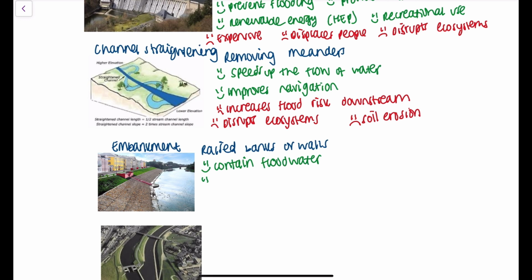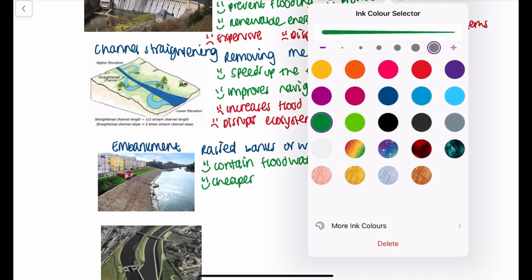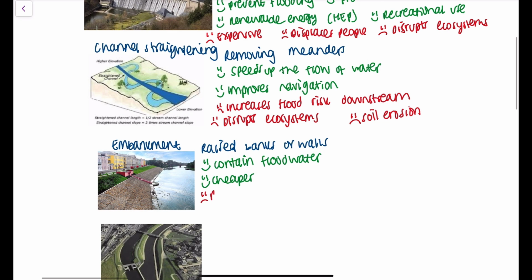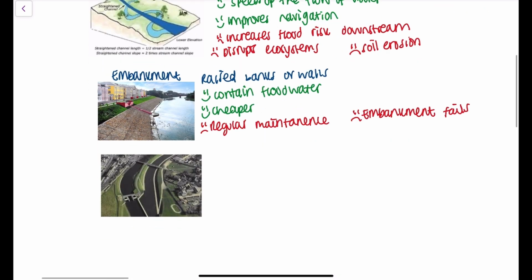It's cost effective as embankments are cheaper to build compared to other flood prevention methods, such as dams or flood relief channels, and they can also be modified or extended if needed. However, the costs are that it requires regular maintenance to ensure they don't fail, which can be expensive. People would also argue it gives a false sense of security in case an embankment does fail, and it can also cause local floods too.